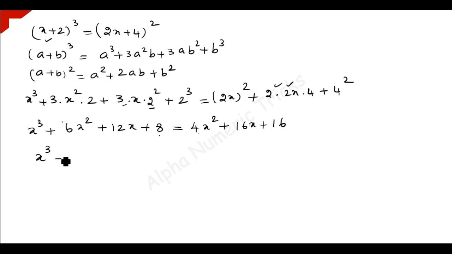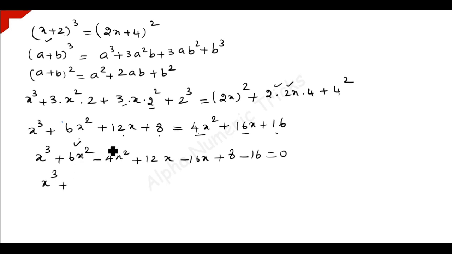So we have x cube plus 6x squared. We take this 4x squared this side, minus 4x squared, and next we have plus 12x, and we take this minus 16x this side. Plus 16 comes this side, it becomes minus 16 plus 8, and here you have minus 16 is equal to 0. So x cube plus 6x squared minus 4x squared is plus 2x squared, and plus 12x minus 16x becomes minus 4x, and here you have plus 8 minus 16 is minus 8, is equal to 0. So we had to solve this again.